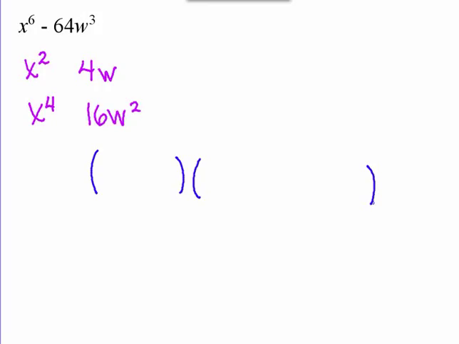What goes into the small quantity? What row? First row. So x squared and 4w. Now the question is, what is the sign between the two? Minus. And the reason why it's minus is because it matches whatever you start with.